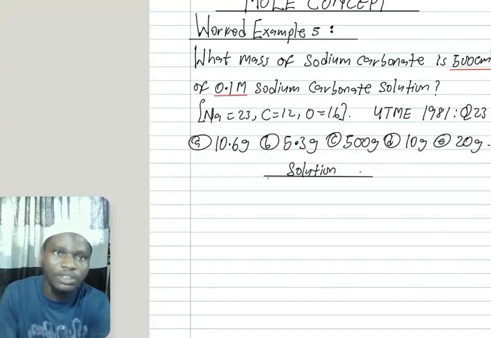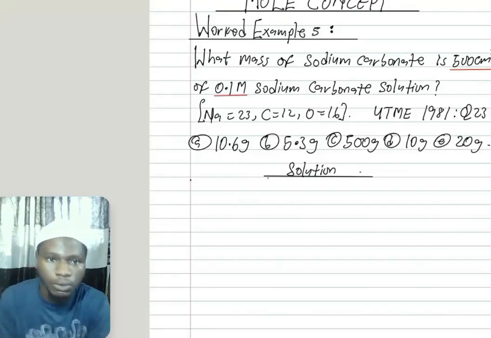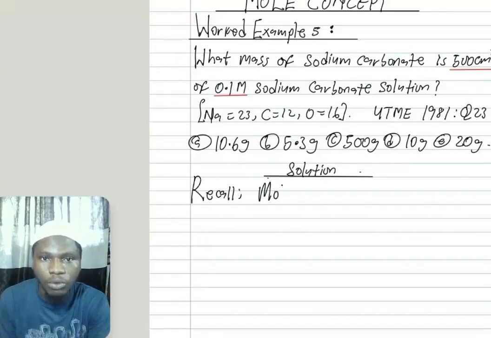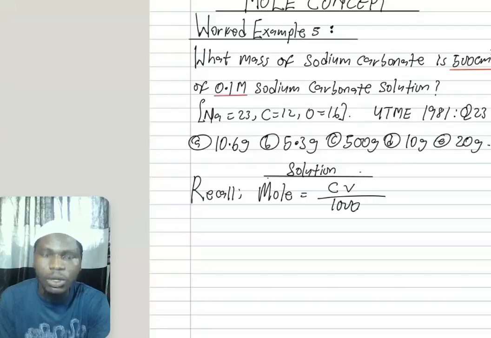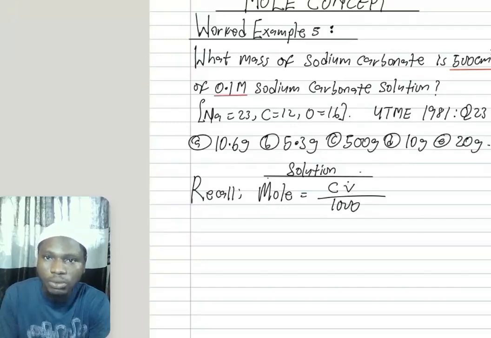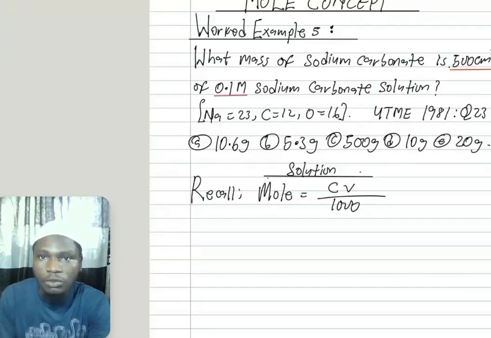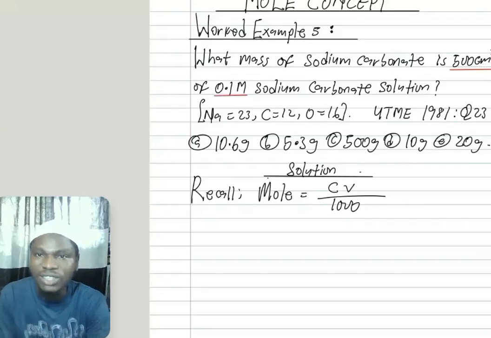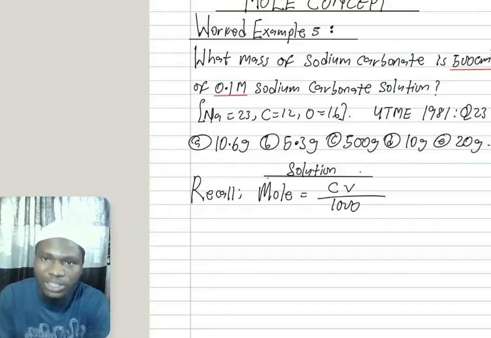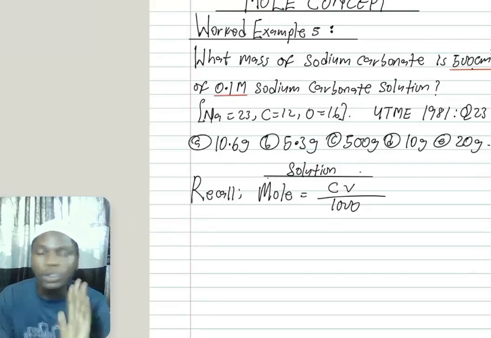So when we have this question, how do we solve it? Always recall this, that number of mole is equal to CV over 1000. Why am I using over 1000? It is simply because the volume of this sodium carbonate is in centimeter cubed. If it's in centimeter cubed, you put over 1000. If it's in dm cubed, decimeter cubed, you just get mole equals CV.